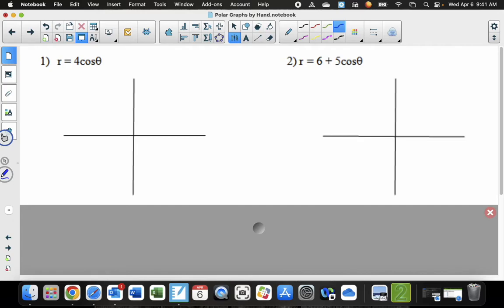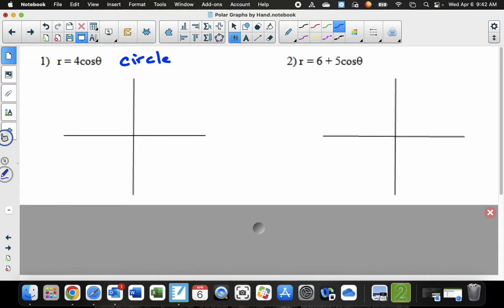So let's take a look at problem number 1 first. What I'm going to do right now is model what I'll be looking for when you take the test on Monday. This is what I'm going to look for when I'm grading the test. Number 1, what shape is it? It's a circle. Can you tell just based off of that? So I'm going to put down, this is a circle.